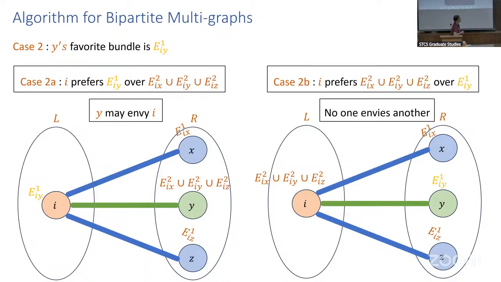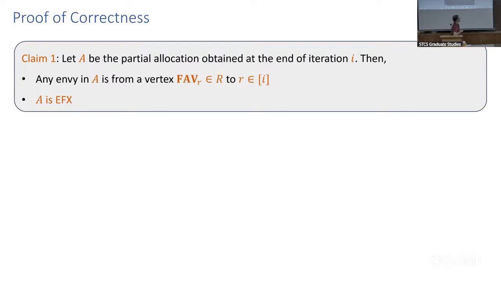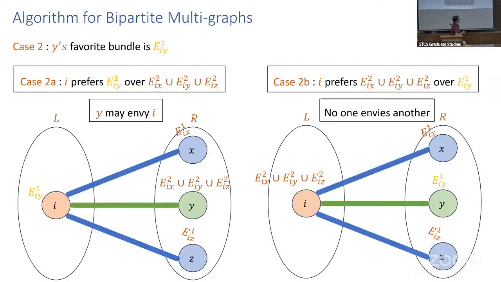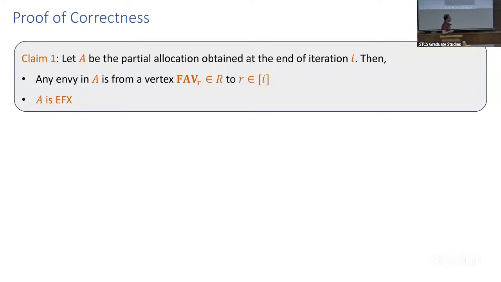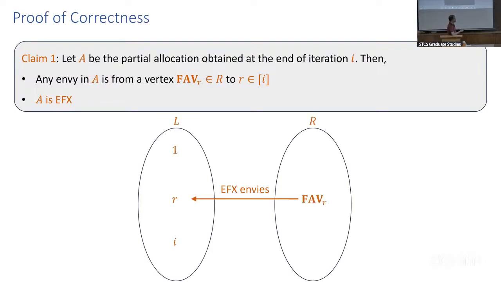Now let's look at the proof. In this slide, vertex Y is a favorite neighbor of i because this was the favorite bundle for i among all 6 bundles. That is why we call vertex Y a favorite neighbor of i. The claim that we want to make is that at the end of any iteration i, the partial allocation that we obtain is EFX. And any envy, if it is present, for example, towards vertex R, if vertex R is envied, then it would be envied by its favorite neighbor only, and no other vertex would envy R.